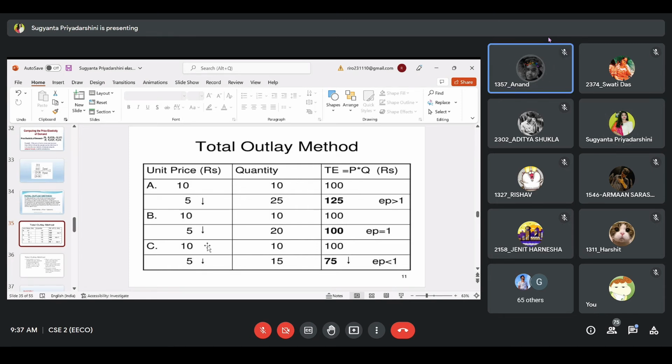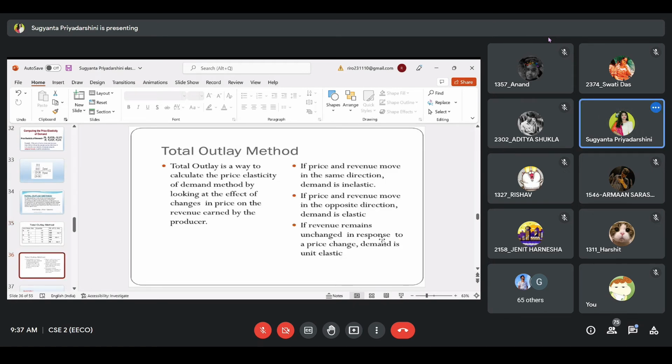Can you just repeat? See here, if the price and revenue move in the same direction, demand is inelastic in nature. If price and revenue move in opposite directions, then it is elastic in nature. If the price changes but your revenue remains constant, that is a case of unit elastic. Is it understood now? Yes, ma'am.